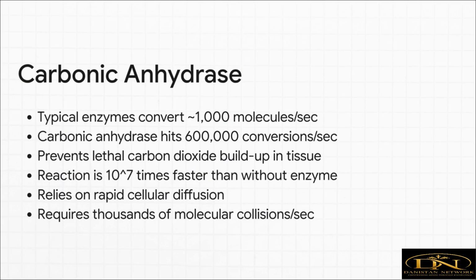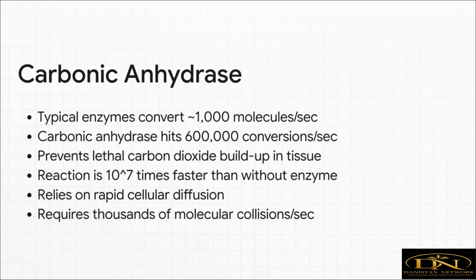To put this into perspective, your average enzyme converts about 1,000 substrate molecules per second. Not bad, right? But then you have carbonic anhydrase. This thing is an absolute powerhouse, achieving an immense 600,000 conversions per second. It absolutely has to be that fast to prevent lethal carbon dioxide buildup inside our respiring tissues. We are talking about a reaction occurring 10 to the power of 7 times faster than it would without the enzyme. Absolutely wild. But here's the catch.